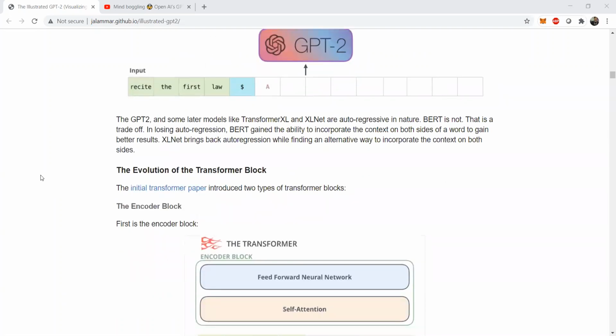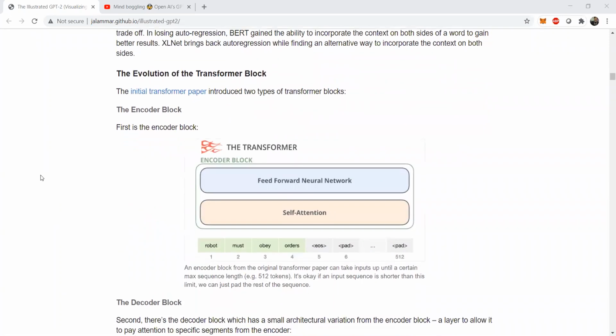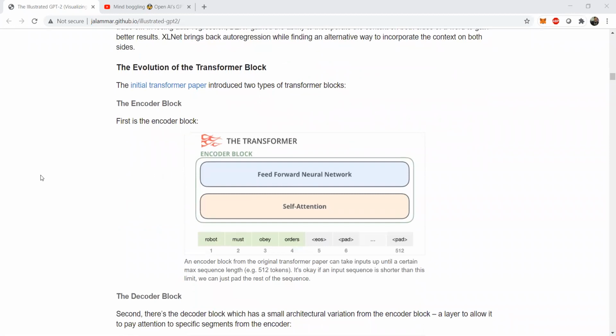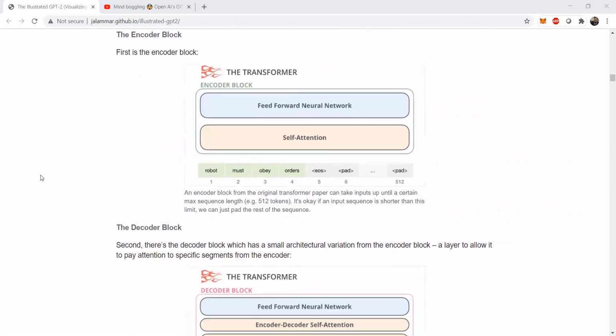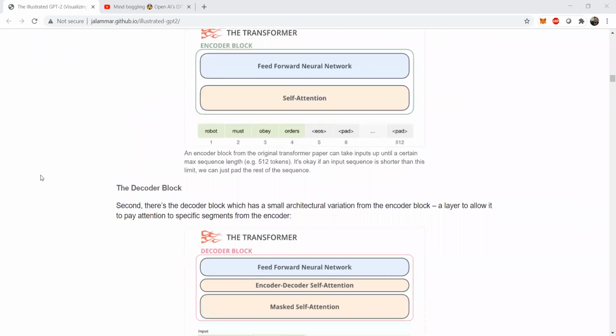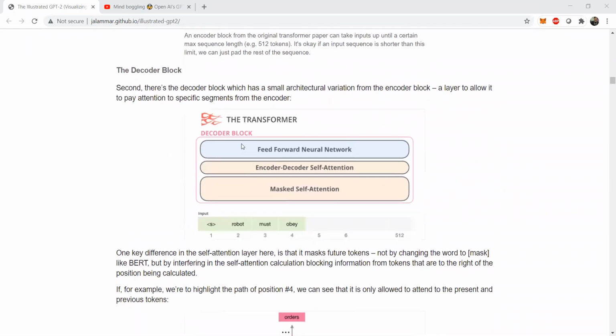The initial transformer paper had these two blocks, encoder and decoder, but in the case of GPT-2 there is no encoder block as such. So in this case we have only this particular layer, right?